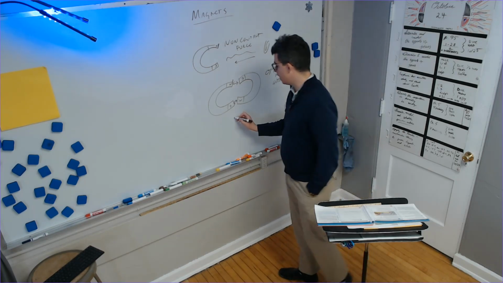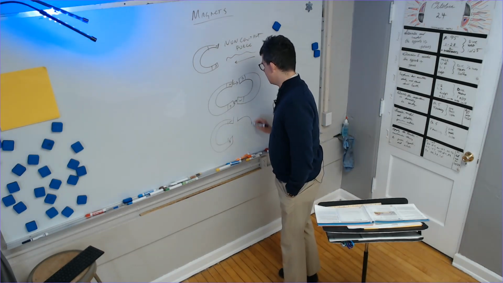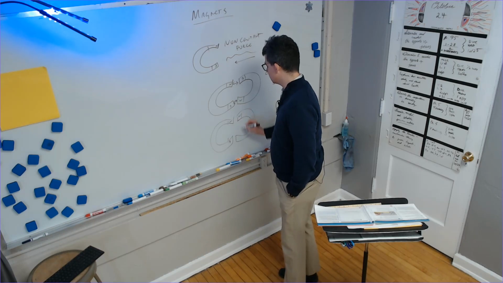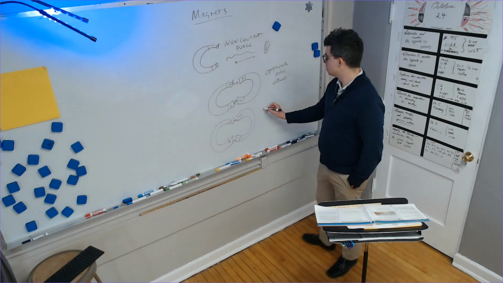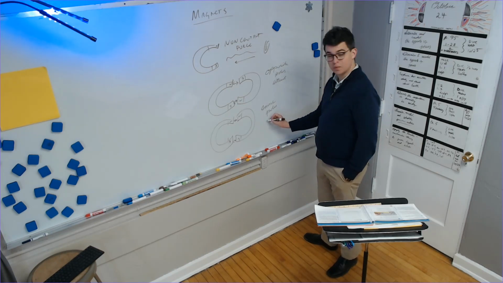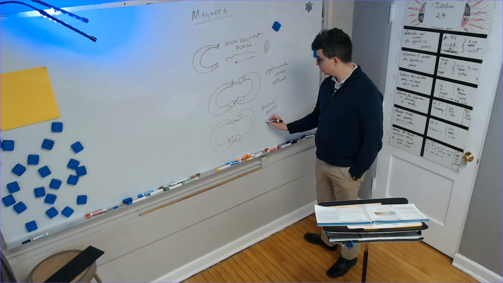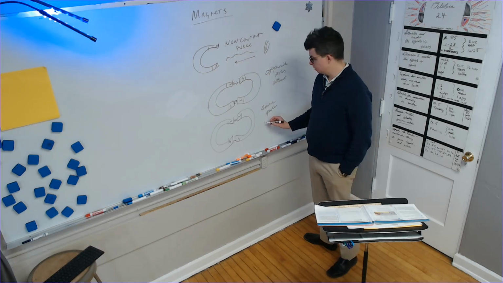What if we now have it instead like this? North and south, and this one is also north and south. What force is that? Same or similar poles. What do we call that? What verb should I use here? They repel. Repel.